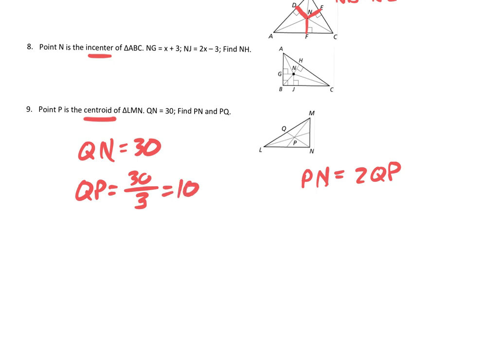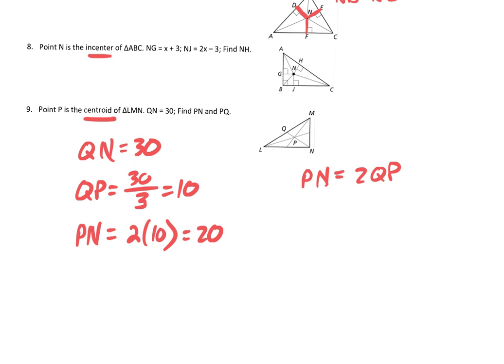10. And then to find Pn, because it's asking me to find 2 pieces here, we know that Pn is 2 times QP. And since QP is 10, then we know that Pn is 20. And these 2 numbers should add up to equal 30. Okay, so that's on the centroid problem.